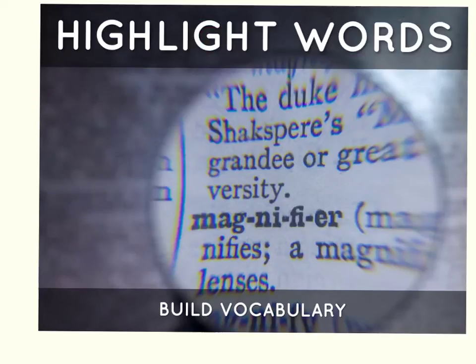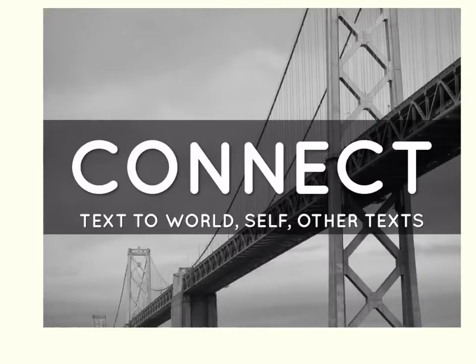One of the first things to do during a read aloud is to highlight words that are important to the understanding of the text. This provides a chance for students to build that academic vocabulary, which is different and more sophisticated than conversational vocabulary. During the read aloud, the teacher will want to make sure to connect the reading to events in the world, personal experiences, or other reading or other media.